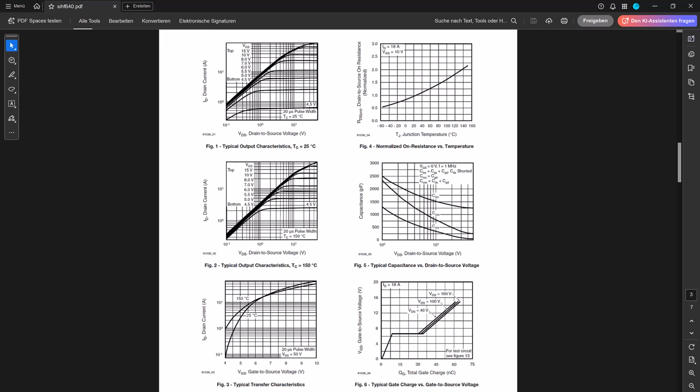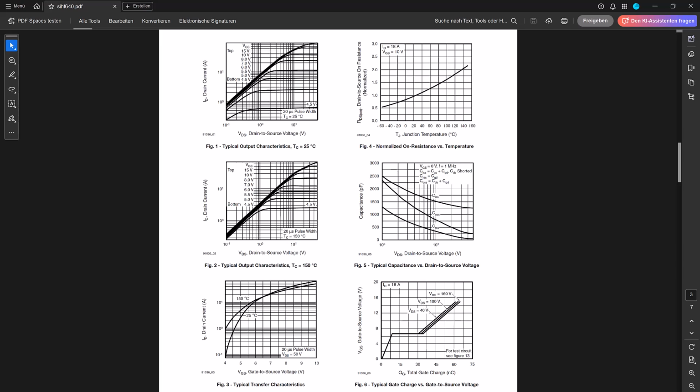Figure 2 is the same characteristic at 150 degrees Celsius. Compare them. The hot curves sit lower. That's the visual manifestation of what we call negative temperature coefficient of drain current at high VGS. At high temperature and high VGS, the current drops. Good news for paralleling multiple MOSFETs. They self-balance thermally.